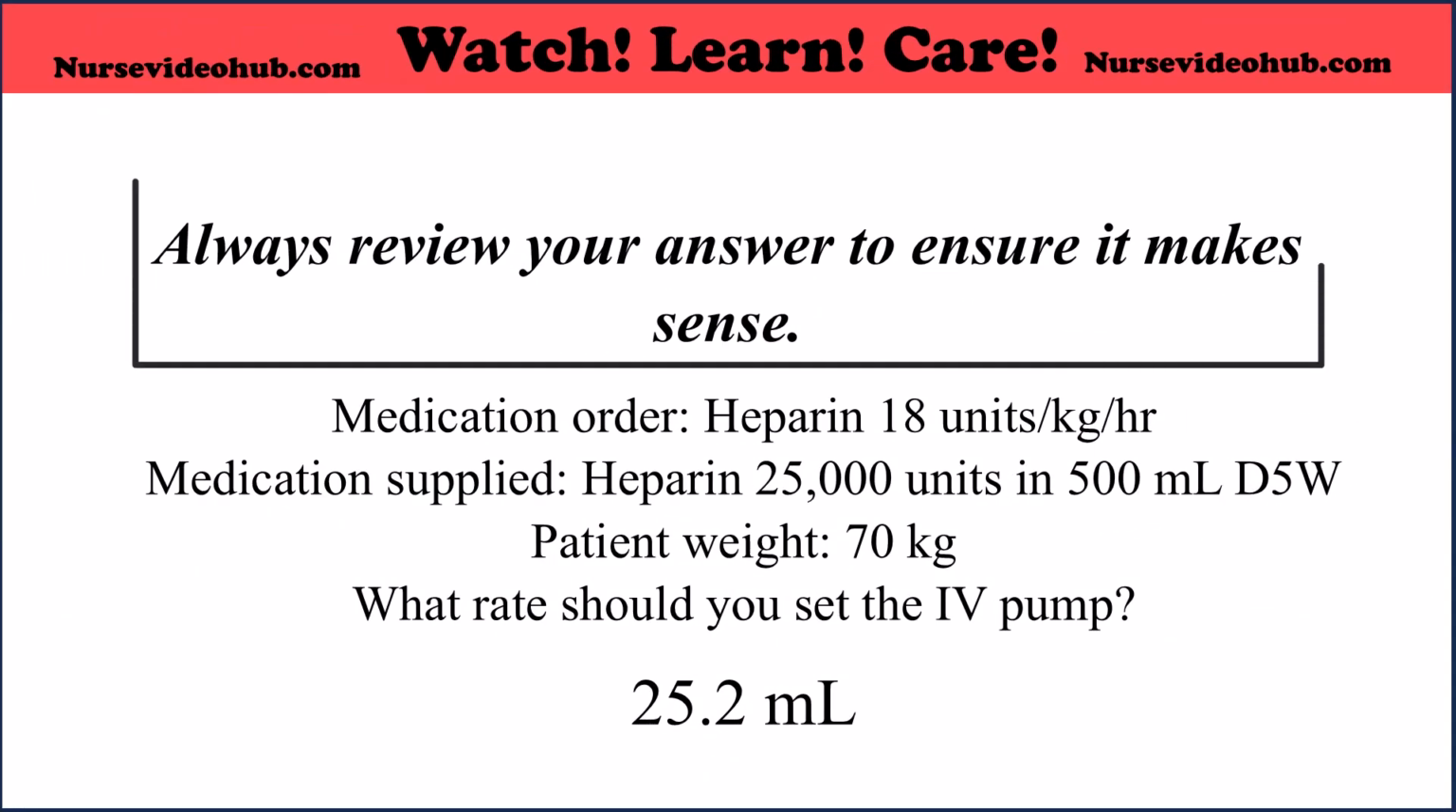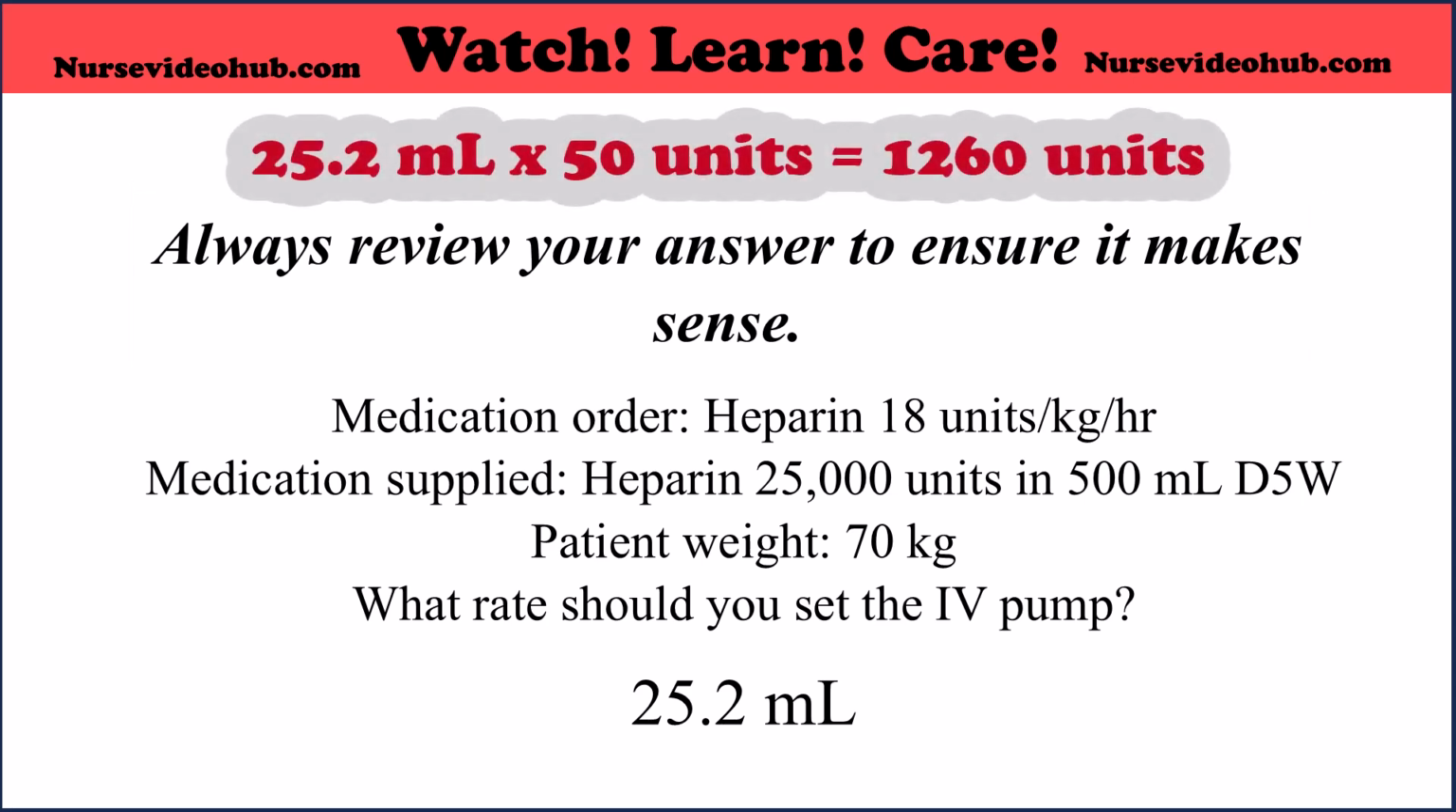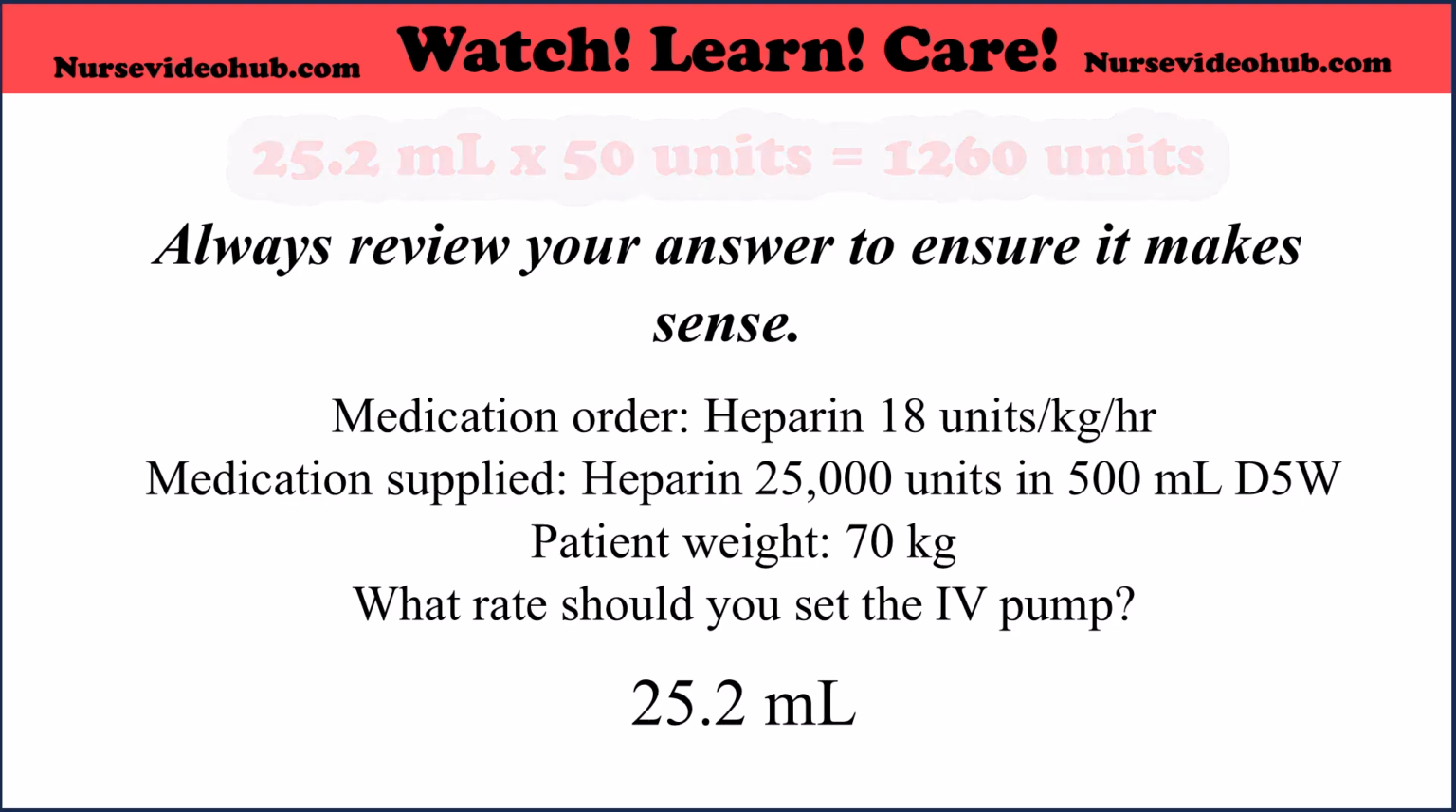Always review your answer to make sure it makes sense. The reverse method is to multiply 25.2 milliliters, the amount to be administered, by 50 units, the concentration available based on 25,000 divided by 500, which equals 50 units per mL, and that equals 1,260 units, the prescribed dose.